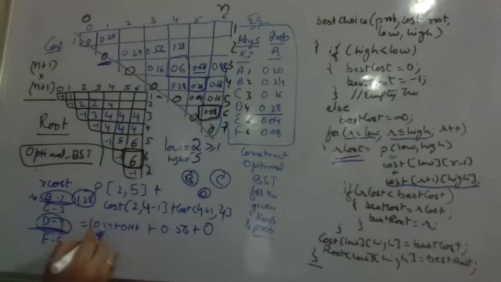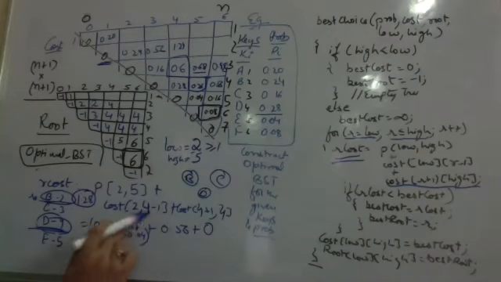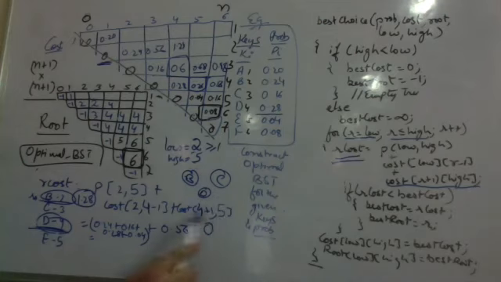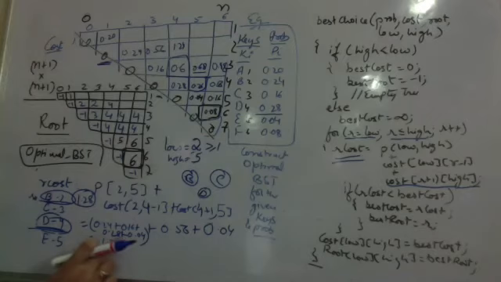So now the probability here would be 2 to 5. Probability 2, probability 3, probability 4, plus probability of node 5, which is 0.4, plus cost of 2 comma 3, which is 0.56, plus cost of 5 comma 5. The cost of 5 comma 5 is 0.04. This comes out to be 1.28.